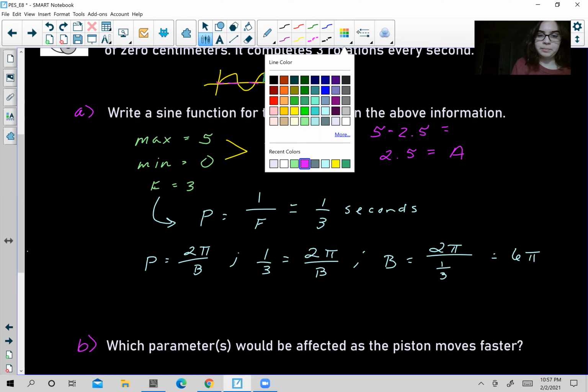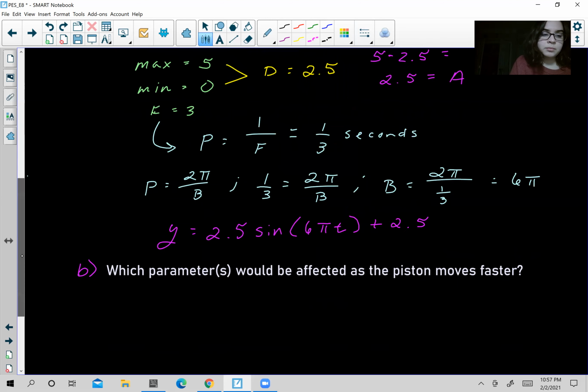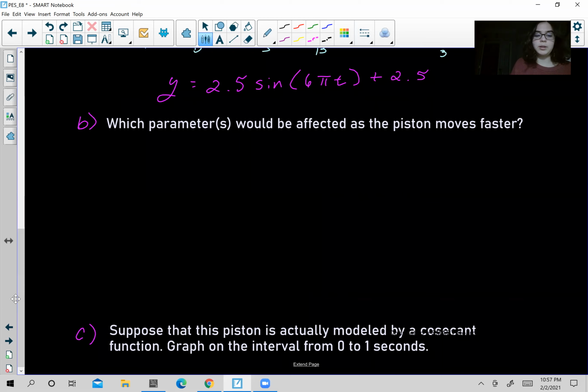So let me do it in purple. So y is going to equal the amplitude, which is 2.5, times sine, and then we need our b, which is 6 pi. There's no phase shift, so we don't have to worry about that. And then this time we do have a vertical shift. Anytime the midline is not 0, then there's a vertical shift. So we have to add a 2.5. Okie dokie. Let's move on to part B.